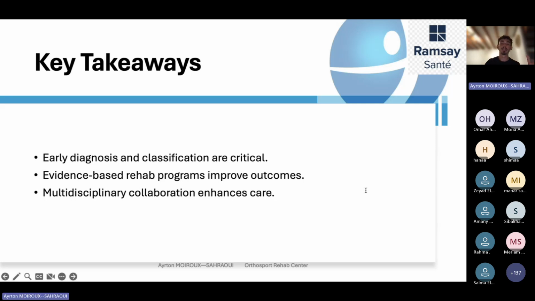And of course, multidisciplinary collaboration, okay, working closely with other health providers, coaches, and the athletes themselves, enhances treatment outcomes and long-term recovery.